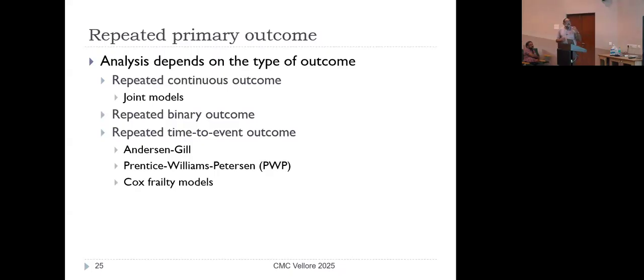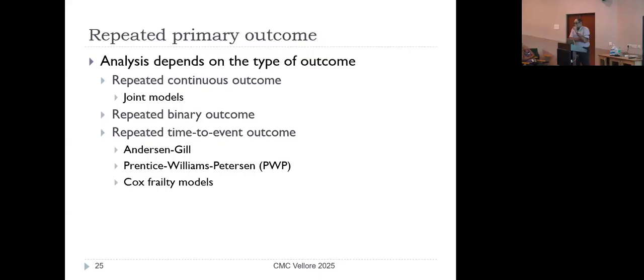So when we have repeated primary outcome, or its components, it really depends on the type of outcome. We can have repeated continuous outcome, and that's going to be discussed tomorrow as part of joint models. We can have repeated binary outcomes, I'll mention that in a little bit. Or repeated time to event outcomes. We've been talking about time to events, so we'll spend the time on repeated time to event outcomes.